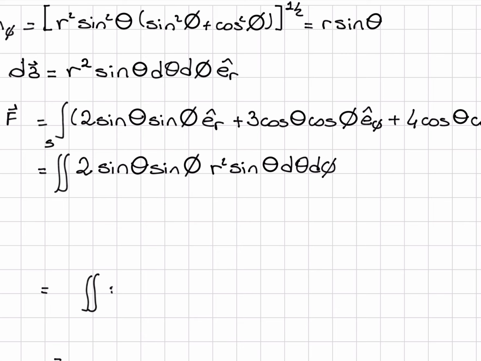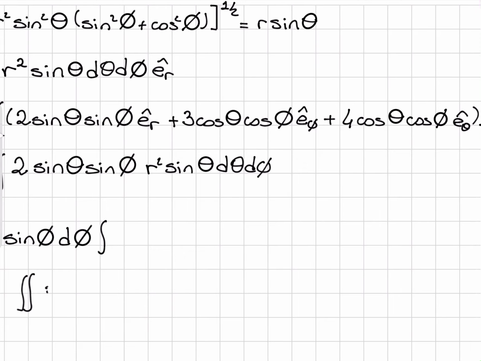So let's write it this way in order not to confuse things. First of all, I have a phi integral, and this is going to affect this part. So there's a sine phi d phi, and then I have a theta integral, which will affect this part, 2 sine square theta, and there's also r square, but r is equal to 2. So I can just evaluate that r is equal to 2.